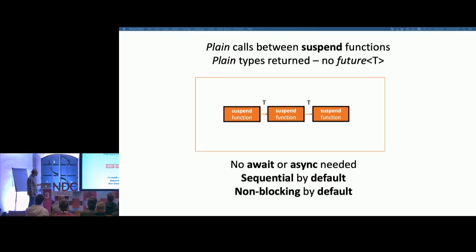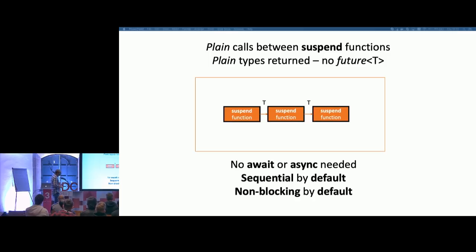And if I try to create a graphical representation of this, I have suspend functions calling suspend functions, where each function returns the value that I'm interested in. So plain calls between suspend functions, plain types returned, no future of T, no await or no async needed, sequential by default, non-blocking by default. Perfect. So eventually we could end the session now, go have lunch. We just need to sprinkle suspend everywhere.